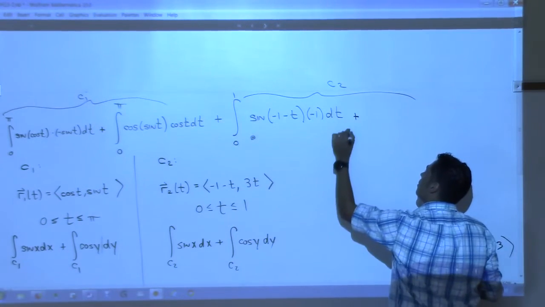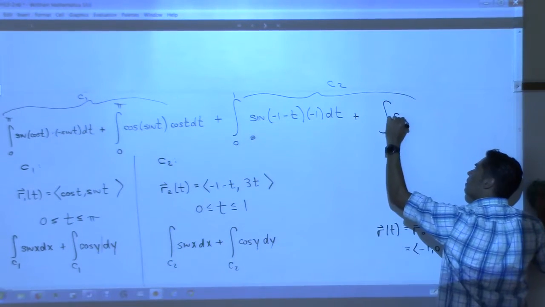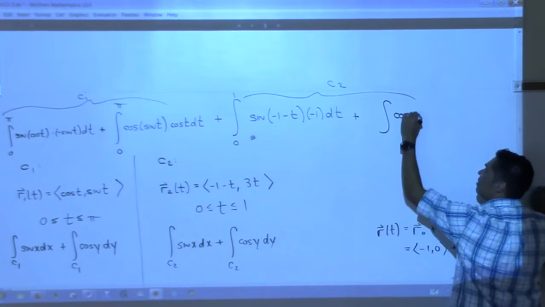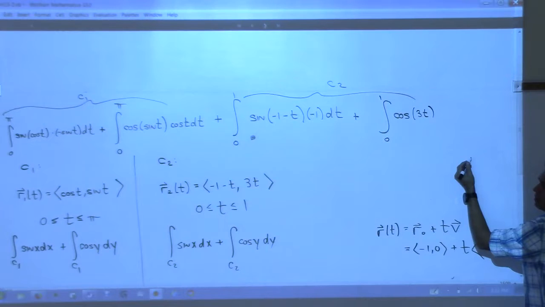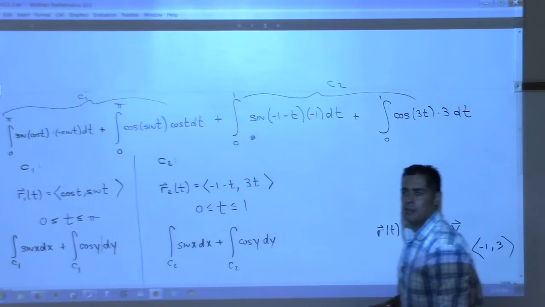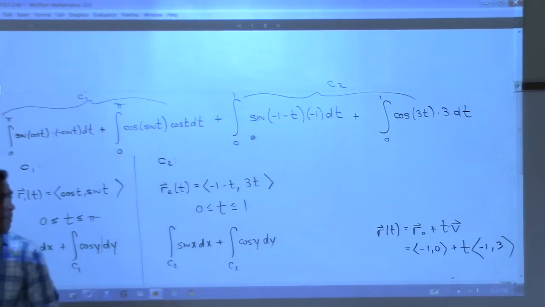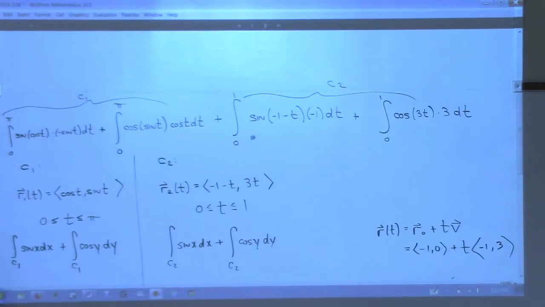And then plus the cosine of 3t. Cosine, now you're using y, so 3t. 0 to 1, yep. Cosine of 3t times 3, times 3 dt. Done. And those integrals should be pretty straightforward, I think. Would you agree? Okay. They're not gonna be pretty, but yeah. All right, so I'll stop here. You would just crank out each of those now. You get numerical answers for each one, right?